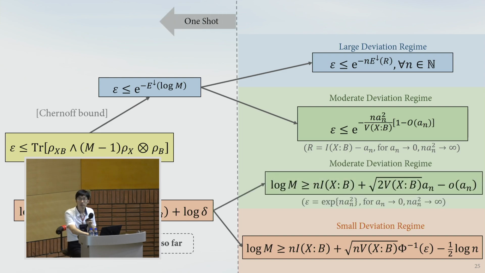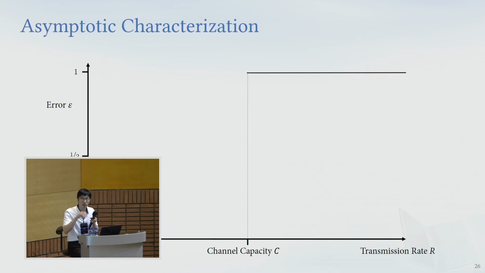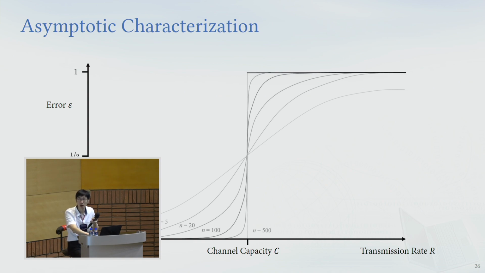On the left-hand side, there are one-shot bounds, and they can lead to the improved asymptotic bounds so far on the right-hand side. So let me explain the figure in the following. The x-axis is the transmission rate. Here is the channel capacity, and the y-axis is the error probability. If you use the channel just once, then maybe this curve is the best you can get. If you have the resources to use the channel many times, then you can get sharper and sharper bounds.